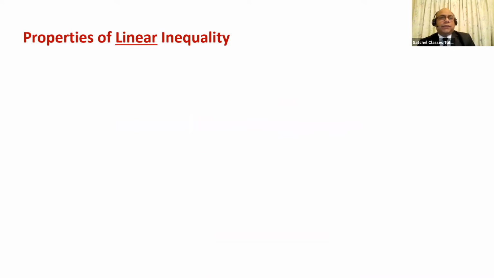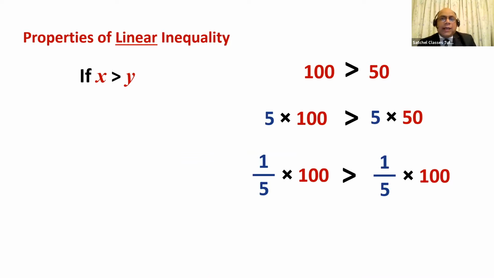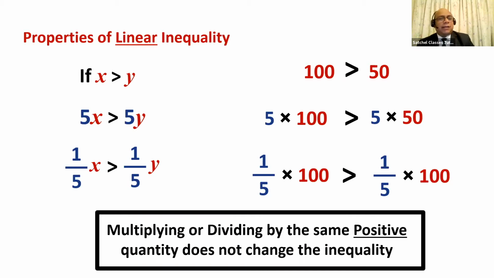Let's look at that with a different example. So we know that 100 is greater than 50. If I multiply both sides by 5, I will get 500, which is still greater than 250, right? Or even if I divide by 5, I'll get 20, right, which is greater than 10. So the inequality would remain between them. So if x is greater than y, then multiplying by a positive quantity does not change the inequality.